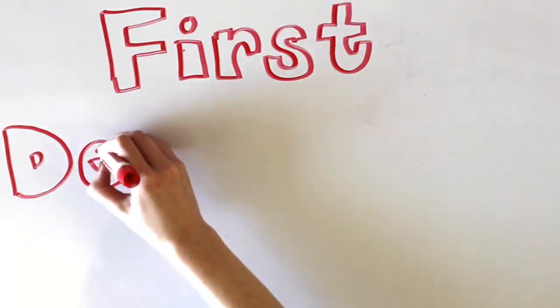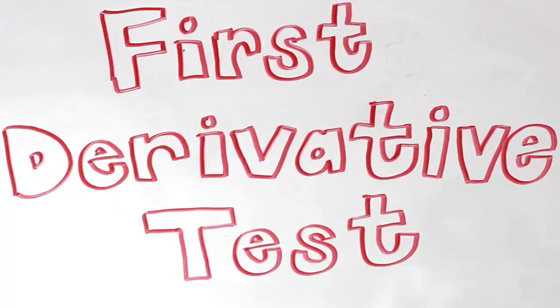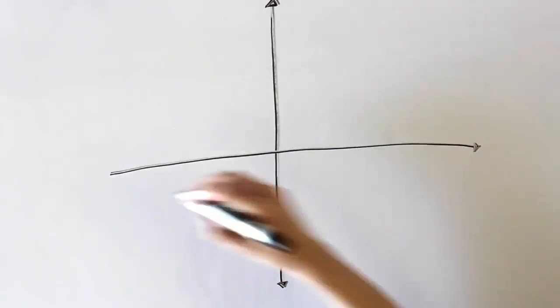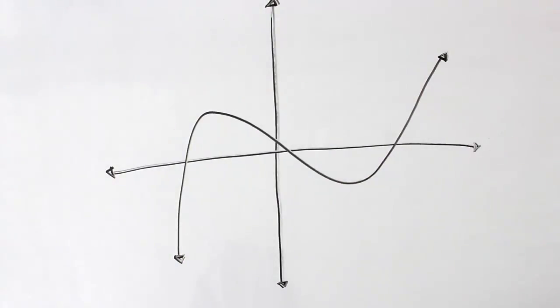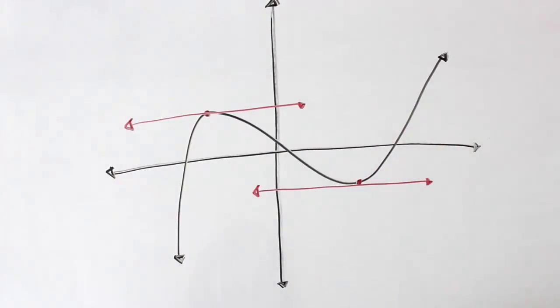In this video, I'm going to show you how to find the local maximums and minimums of a function using a technique called the first derivative test. If you have a function that looks something like this, you can just visually see where the local maximums and minimums are. Maximums and minimums exist where the tangent line to the curve is either horizontal or can't be drawn. In this example, the derivatives of the function are 0.